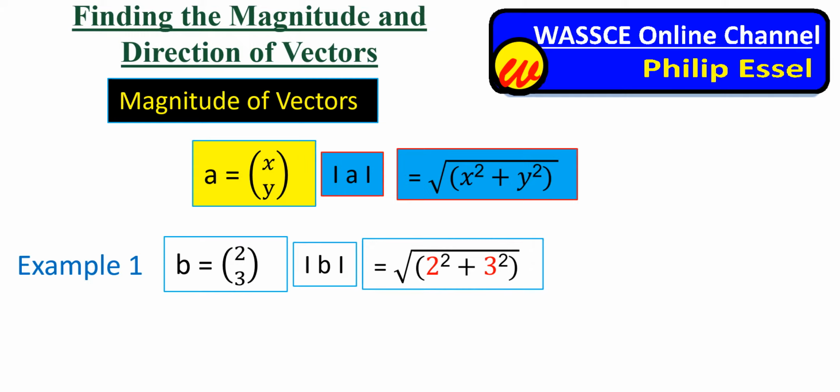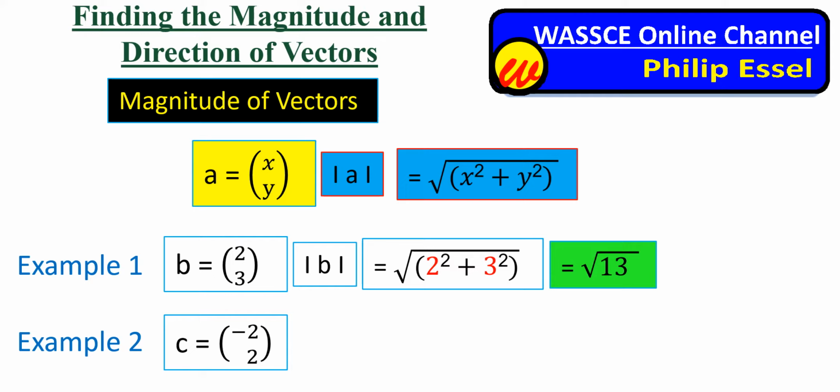So the magnitude of the vector b will be equal to the square root, all in brackets, of the x component, which is 2 squared, plus the y component, which is 3 squared. When we solve what is in the bracket, we would get 13. So we would get square root of 13 as our final answer.